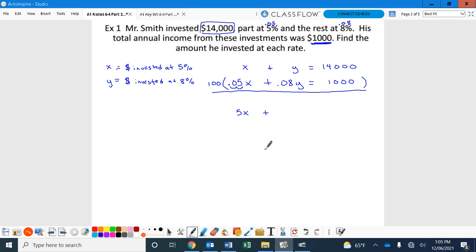Work smarter, not harder, guys. Come on. 1, 2 makes this 8y. And guys, if you move it 2 places, on the end of this it's going to add 2 zeros. And it's going to become 100,000.